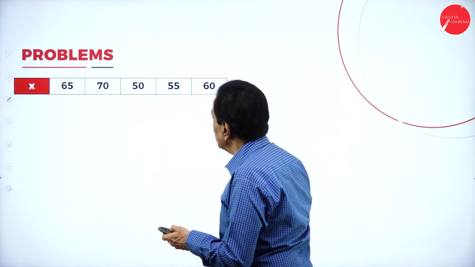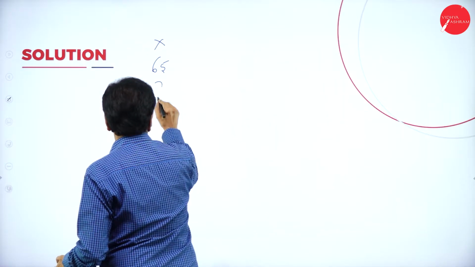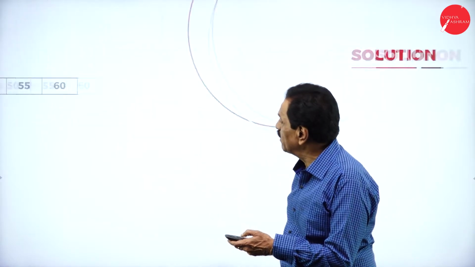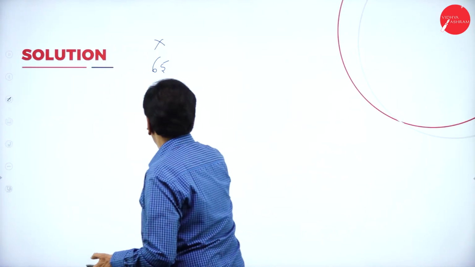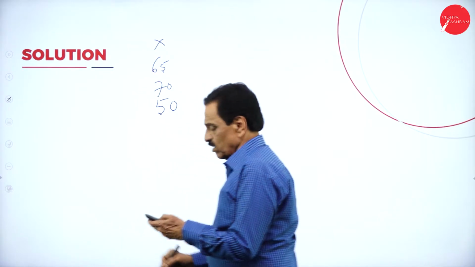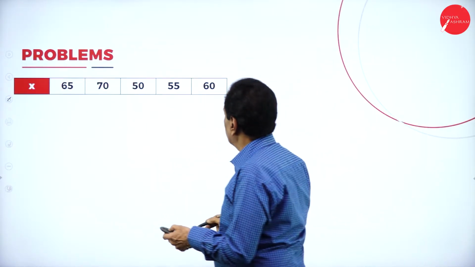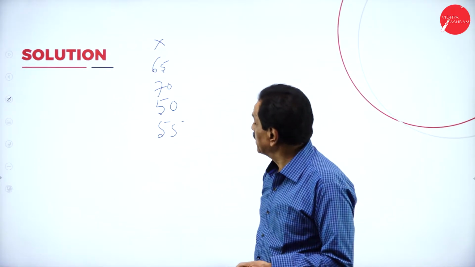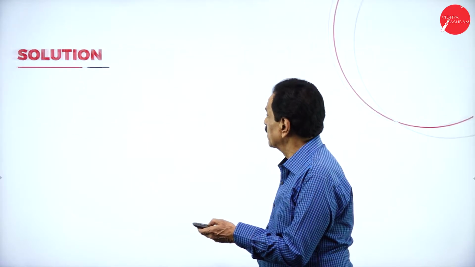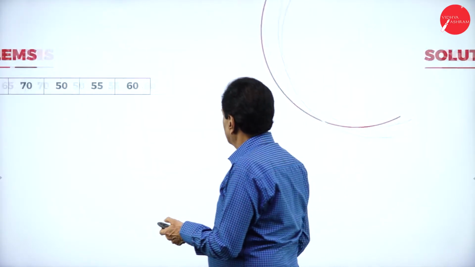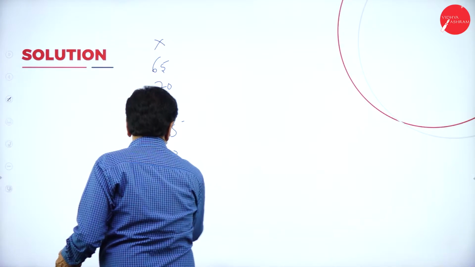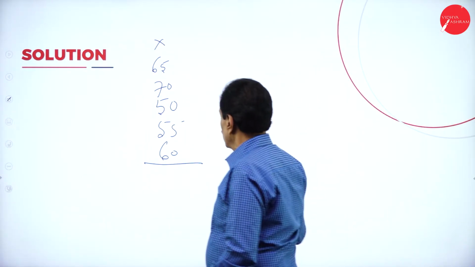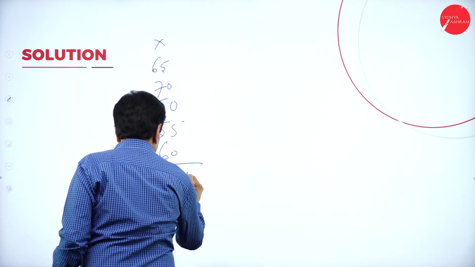What is the second number? 70. Right. What is the first number? 65. What is the second number? 70. What is the third number? 50. What's the fourth number? 55. What's the next number? 60. How many terms are there? 1, 2, 3, 4, 5. So n is equal to 5.